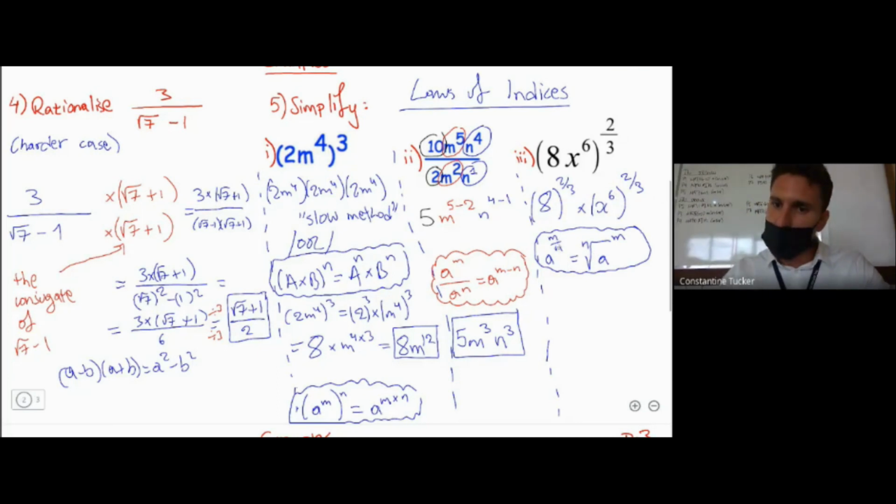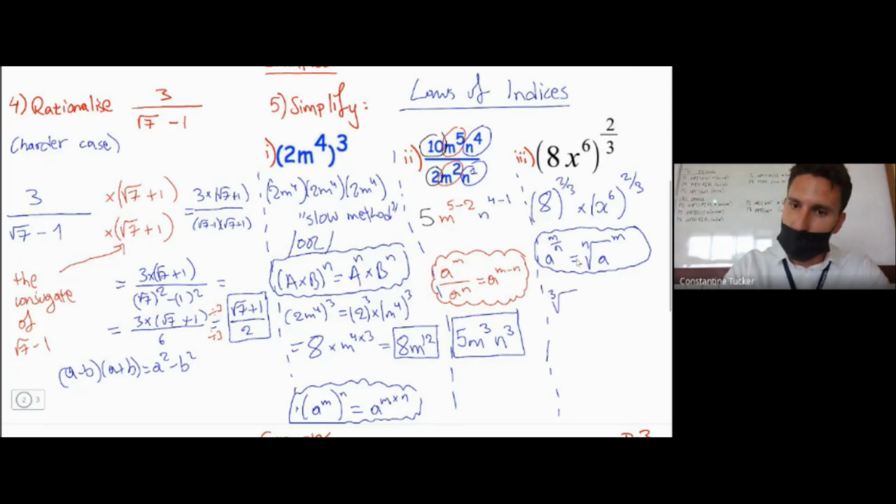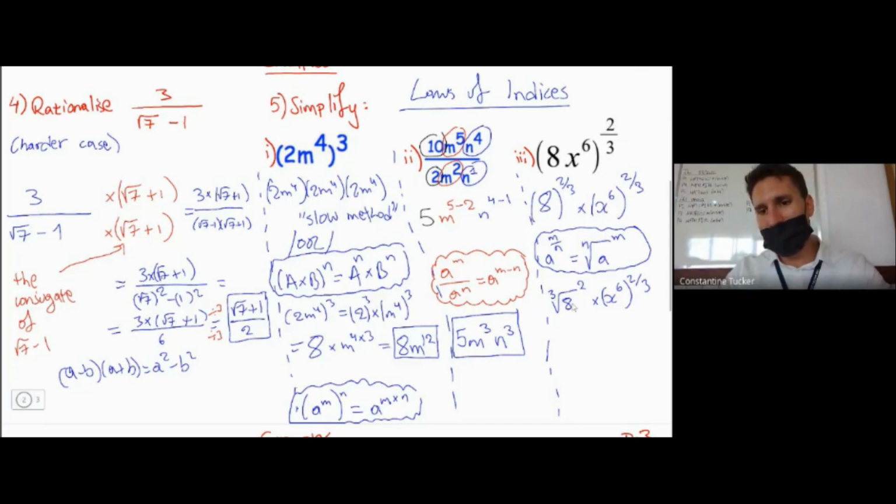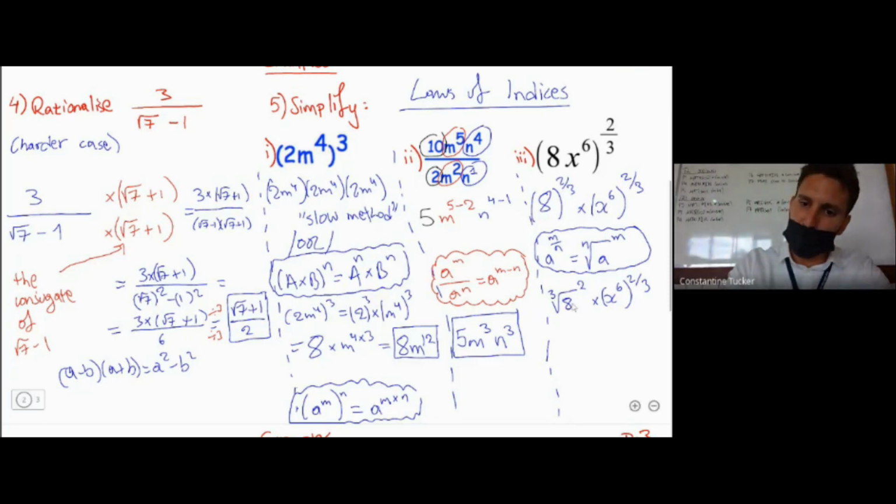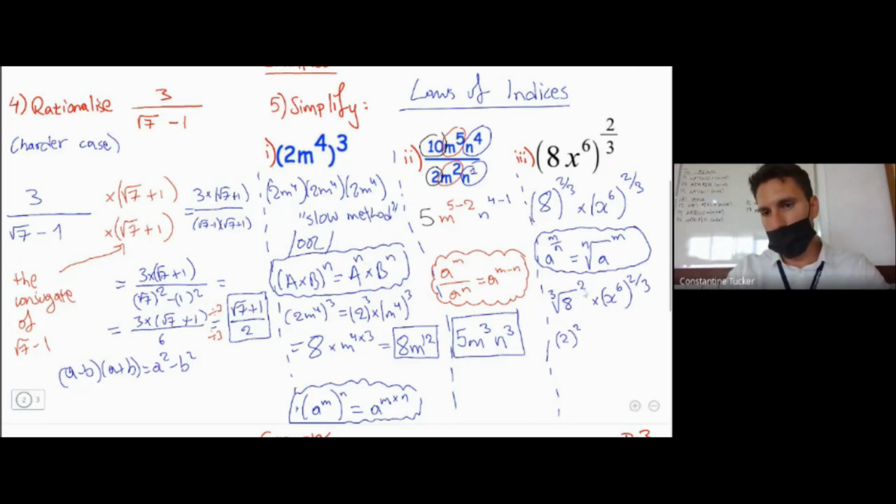So a to the power of m over n would be, in this case, the cube root of 8, and that raised to the power of 2. And I'm going to save the other one for the next step. Okay, now cube root of 8 is 2. So basically, we end up getting 2 to the power of 2 here. That's 2 raised to the power of 2.